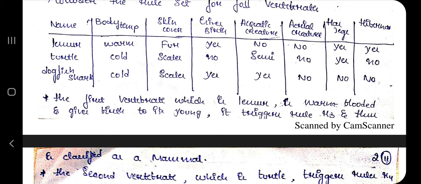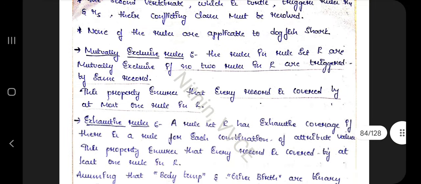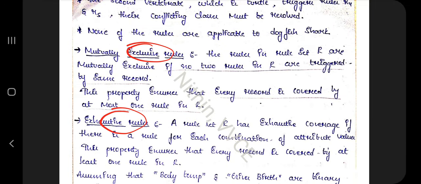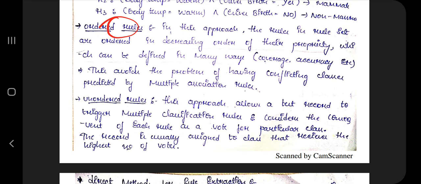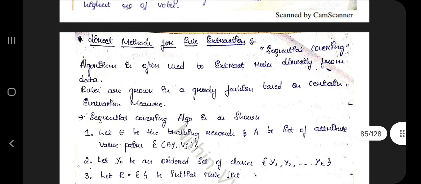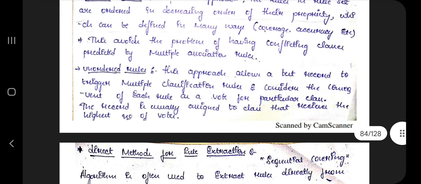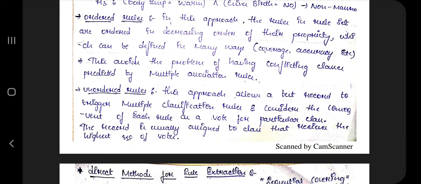Write the algorithm in your own words. Some of the characteristics are mutually exclusive rules and exhaustive rules. Examples of mutually exclusive and exhaustive rules follow: ordered rules and unordered rules. These are different types of rules used in the rule-based classifier. You can easily understand this by the name itself. Ordered means it's ordered in a decreasing or increasing order, and unordered means it's not in increasing or decreasing order, but based on its value itself. Okay, means there is no particular order. All the items are combined and kept in a group.